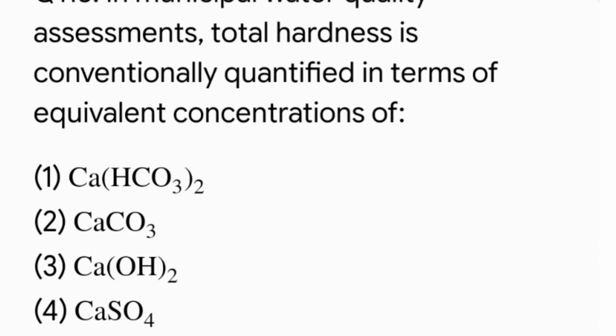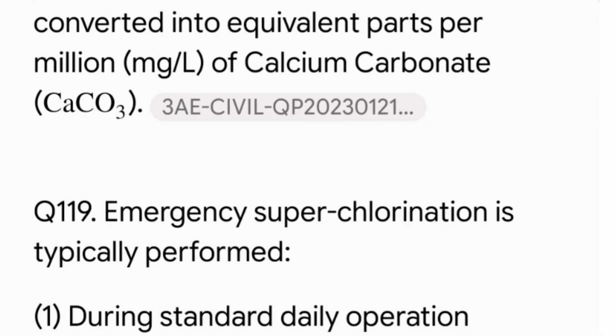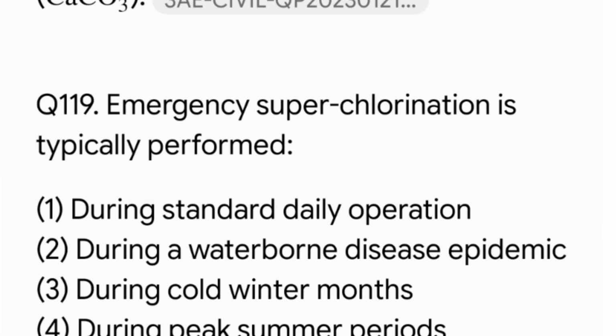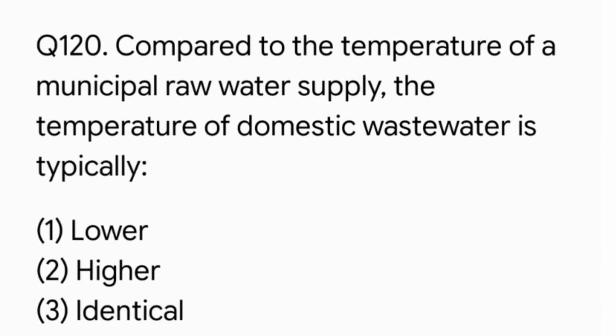Correct answer CaCO3. Next question. Emergency superchlorination is typically performed. Correct answer option 2, during a waterborne disease epidemic. Next question. Compared to the temperature of a municipal raw water supply, the temperature of domestic wastewater is typically higher.